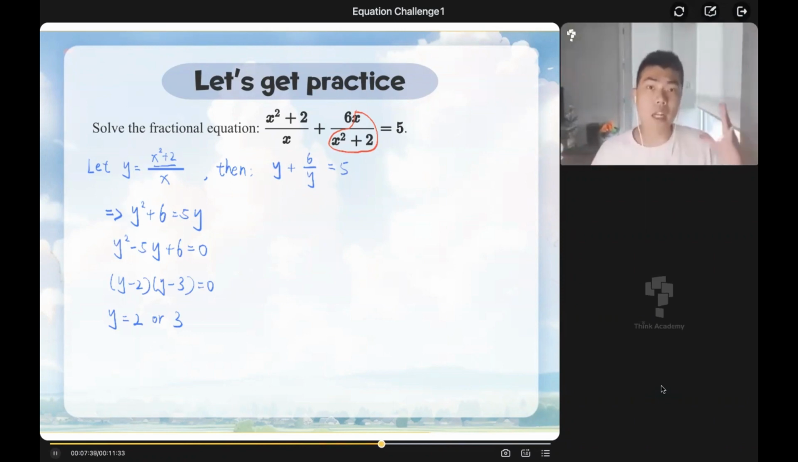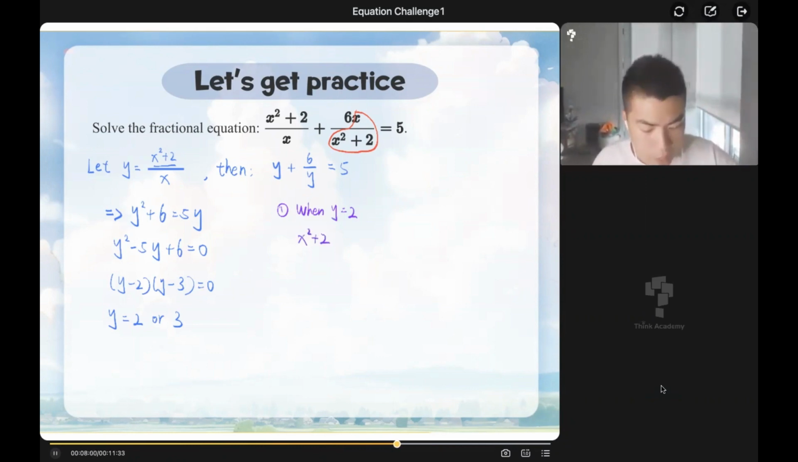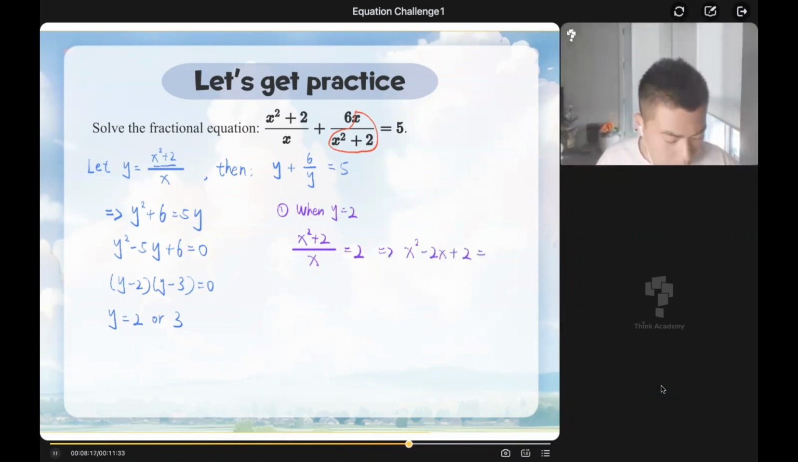So first of all, let's consider the case when y equals 2. If y equals 2, we know that (x squared plus 2) divided by x is equal to 2. And we can solve this equation by multiplying both sides by the denominator. And we are going to get x squared minus 2x plus 2 is equal to 0.